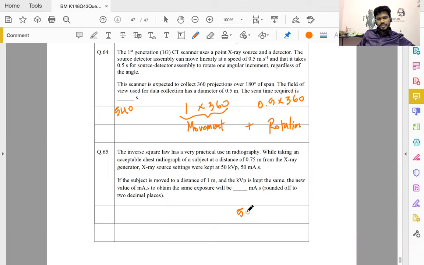At 50 milliamps, you get an exposure at a given distance. At 0.75 meters, you want the same exposure. The current corresponding should be certainly higher, specifically 1 by 0.75. Inverse square law, there's a square term here. This is the mAs you are looking for. Again, that is 88.89.